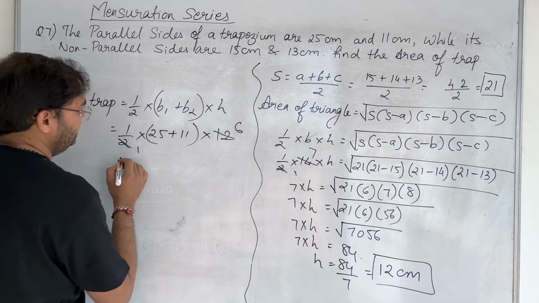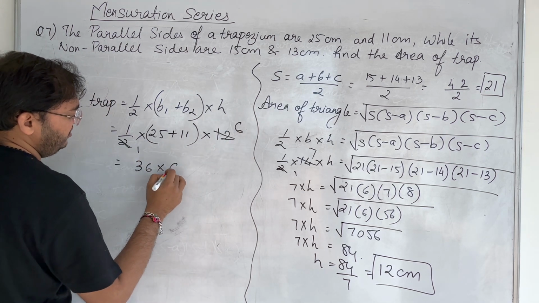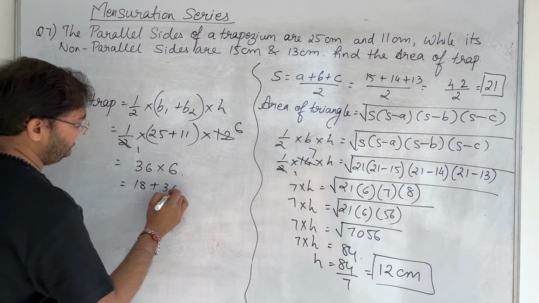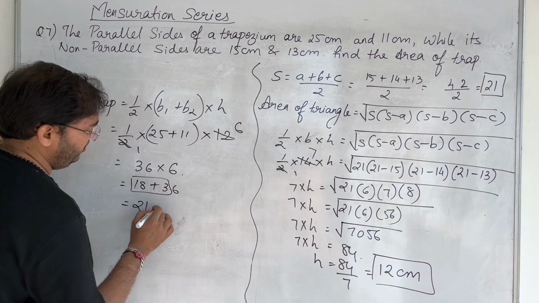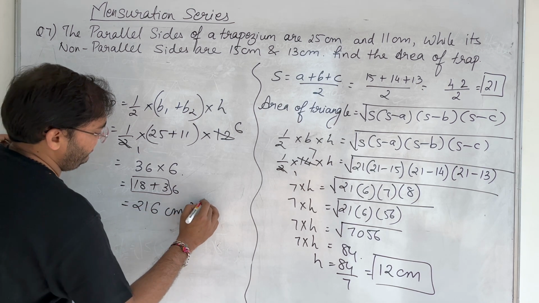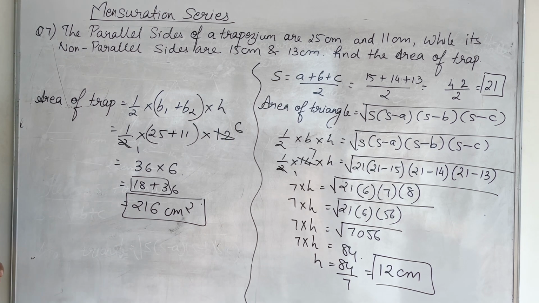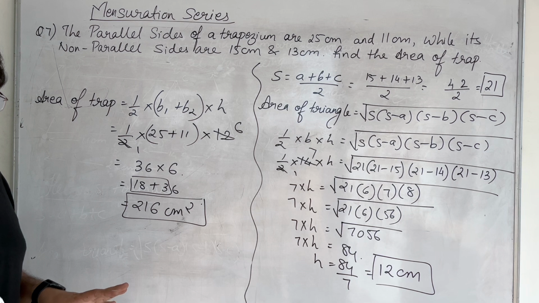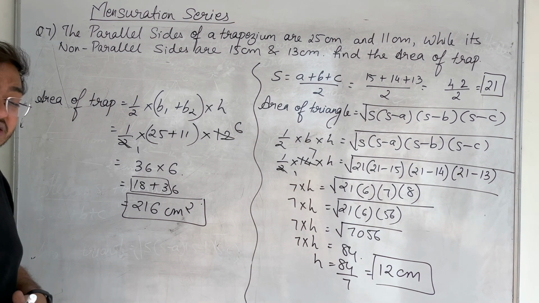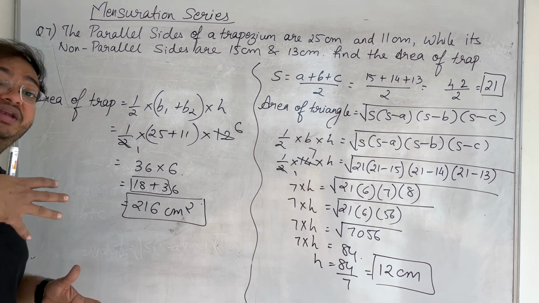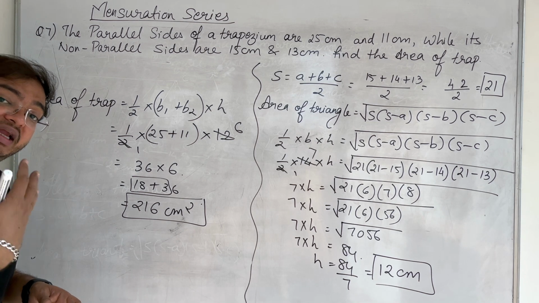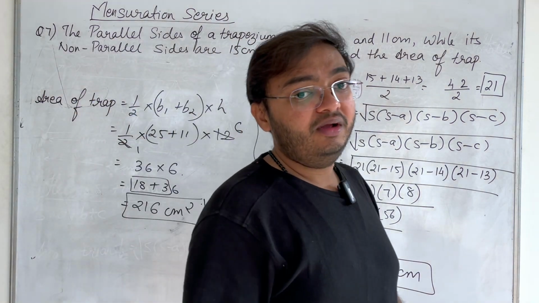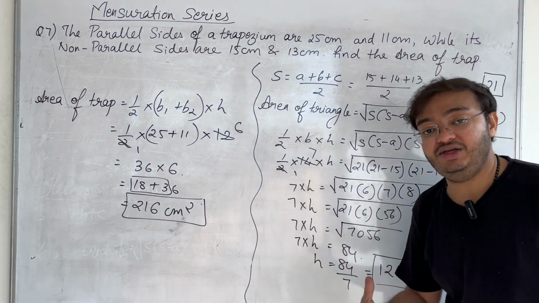2 ones are 2, 6 are, which is equals to 36 into 6. When I do this, I will get 216 centimeter square is the area of trapezium. I hope this question is somewhat beyond the level of the regular, but it's fine. You had learned something new, that is how to find the area of the scalene triangle. So I hope that this question is something unique, something new you had learned.